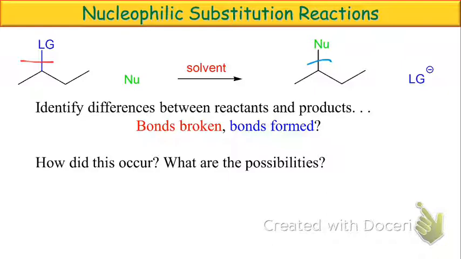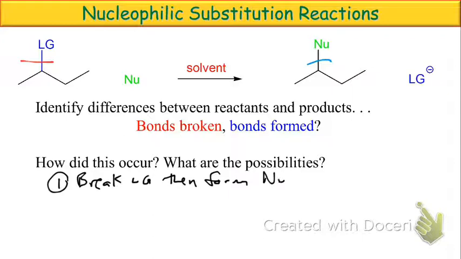The next part is trying to figure out, now that we know what's happened, how did it occur? What are the possible ways that we could get this reaction to occur? And this is usually a bit more difficult for students to figure out, so I'll give you a starting point to look at. The first possible way to organize this is to say we break the LG bond, then form the NU.